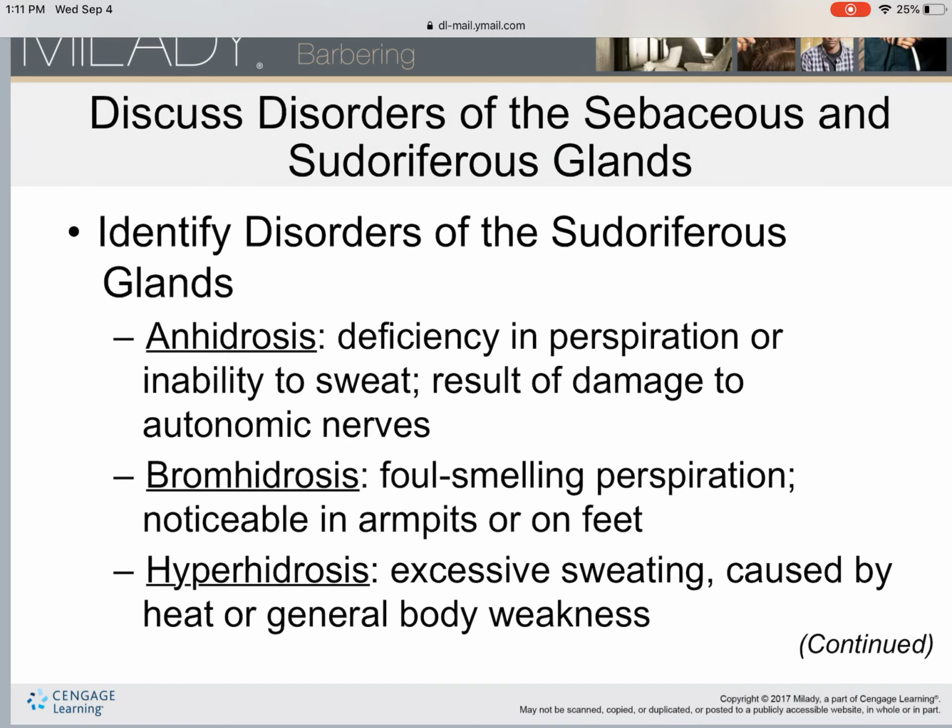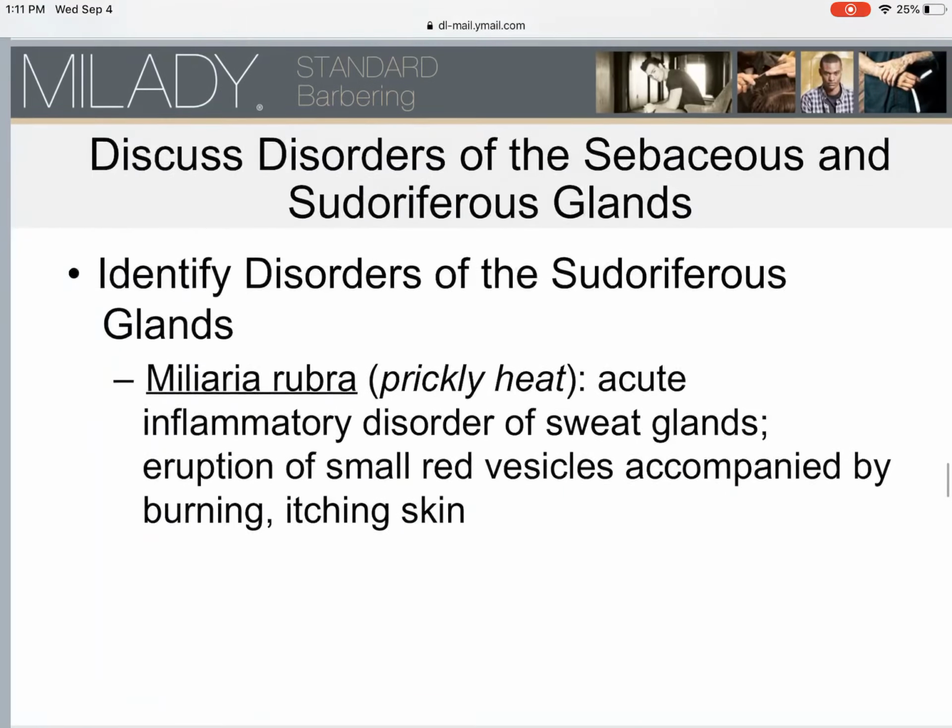Hyperhidrosis is excessive sweating. That's either caused by heat or general body weakness. And miliaria rubra is prickly heat. It's an acute inflammatory disorder of the sweat glands, characterized by the eruption of small red vesicles accompanied by burning, itching skin. It is caused by exposure to excessive heat and usually clears in a short time without treatment.